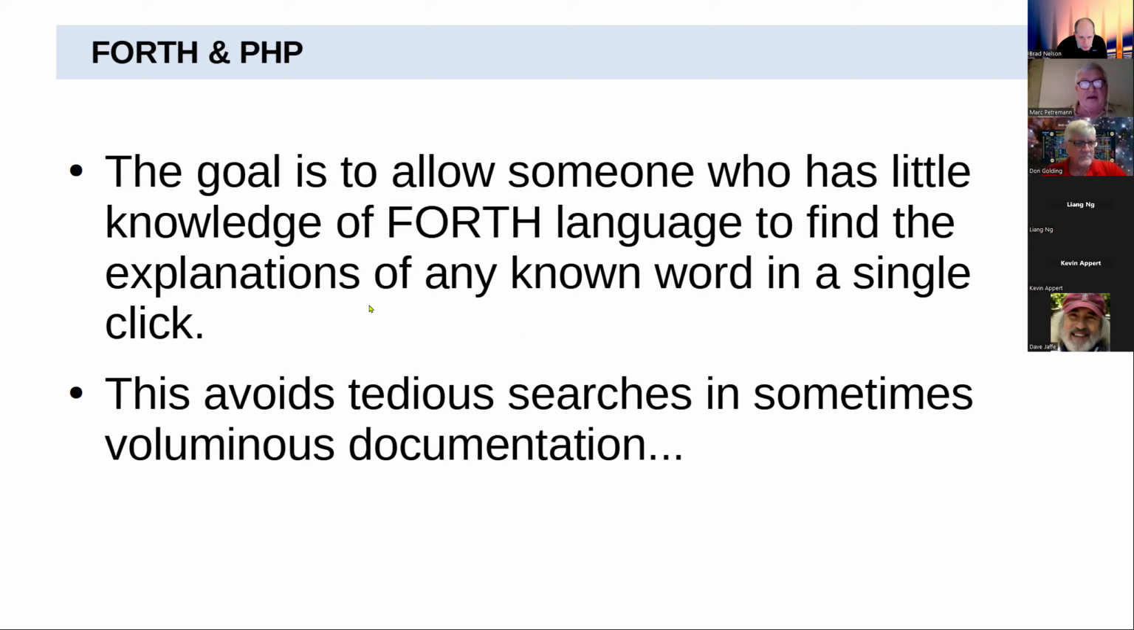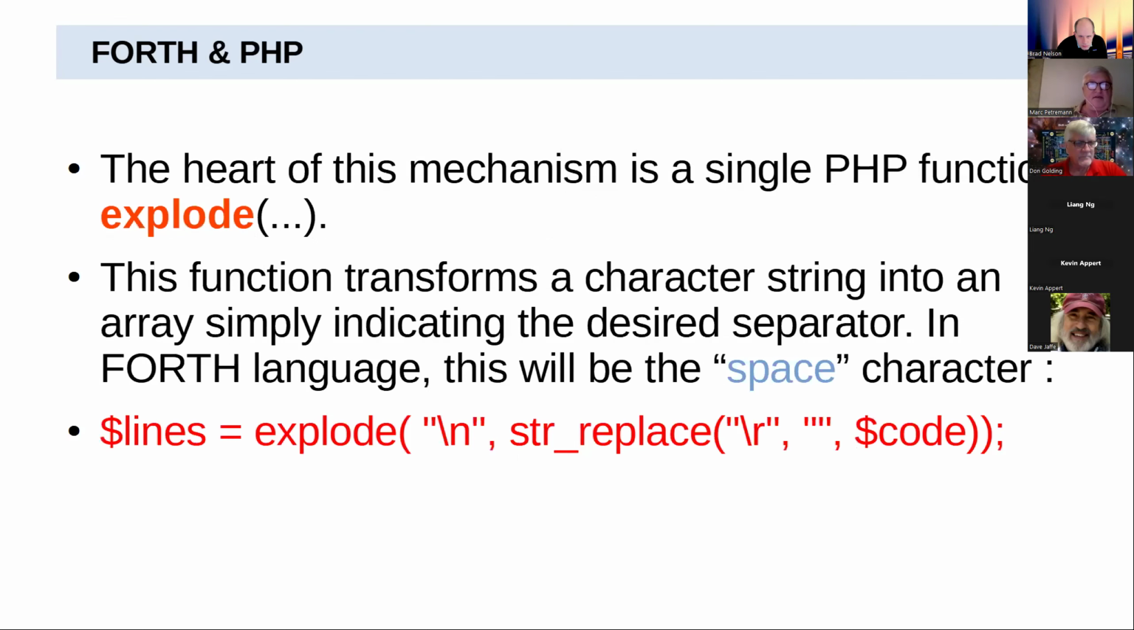And how does it work? The goal is to allow someone who has a little knowledge of the Forth language to find the explanation of any word in a single click. The heart of this mechanism is a single PHP function. The function is explode. If I get a Forth code, I make two explodes. I have a loop that first explodes each line of the Forth code, and for each line a second explode that explodes words with space separator.